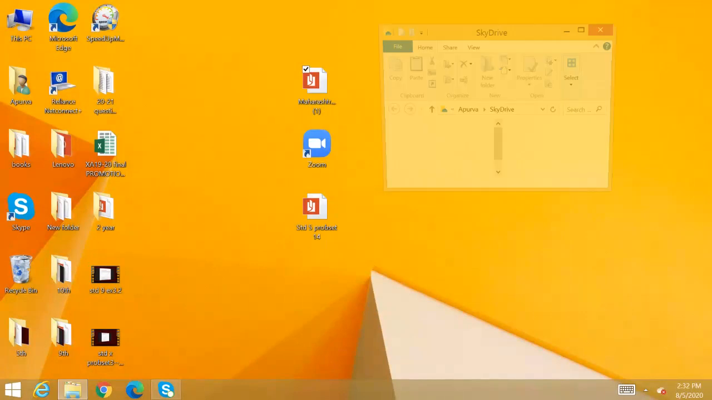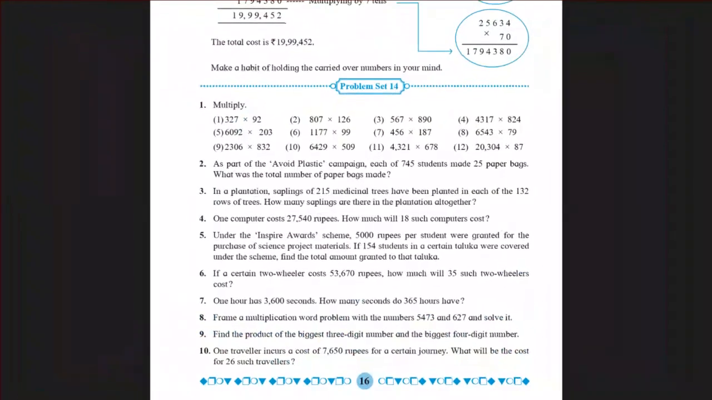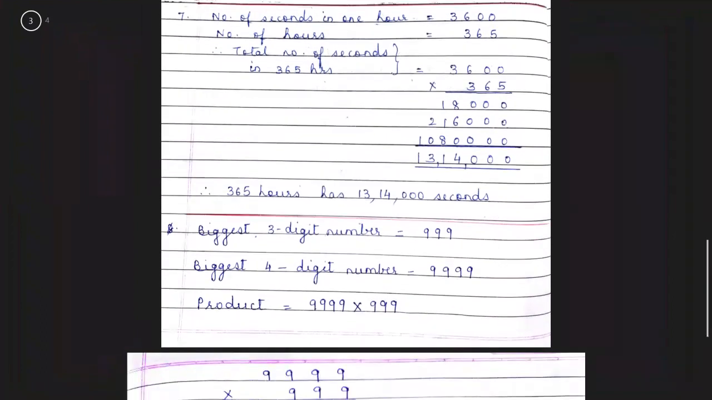So to do this, number of seconds in 1 hour is 3,600. Number of hours 365. So to get the total number of seconds in 365 hours, multiply 3,600 with 365. 5 into 0, 0, 5 into 0, 0, 5 into 6, 30, 0, carry over 3. 5 threes are 15 plus 3, 18. 6, 0, 6 into 0 is 0. Again 6 into 0 is 0. 6 into 6, 36. 6 carry over 3. 6 threes are 18 plus 3, 21.